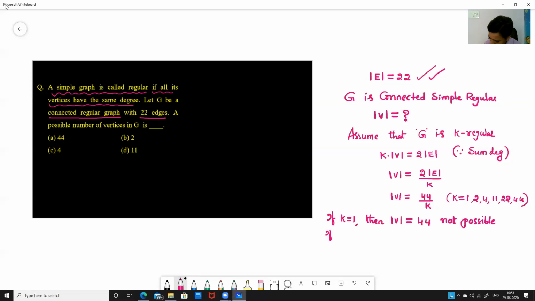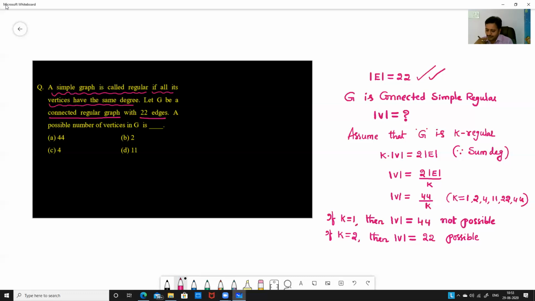Then suppose I take K equal to 2. Then the number of vertices is 44 by 2, that equals 22. If the number of vertices is 22, the minimum number of edges to ensure that the graph is connected is 21 edges. But how many edges do we have? 22 edges. Obviously, this condition is satisfied. Therefore, it is possible.